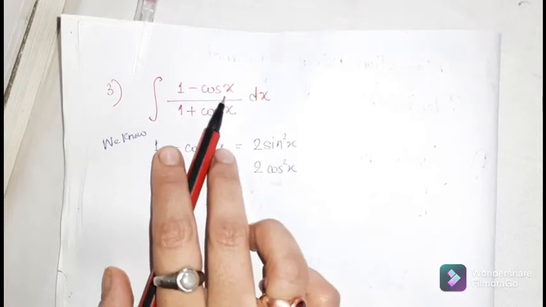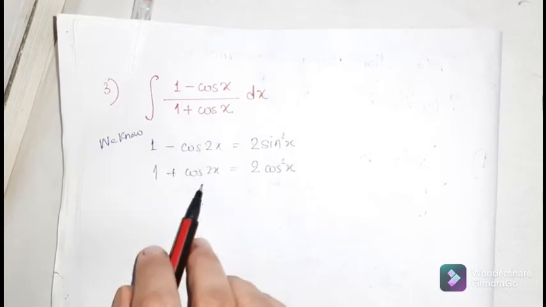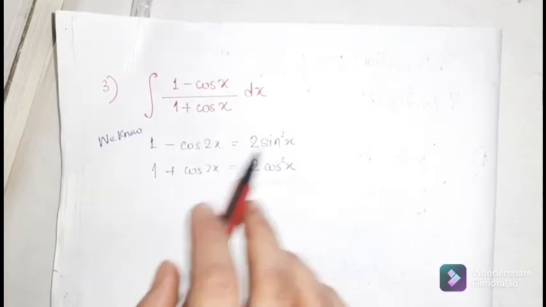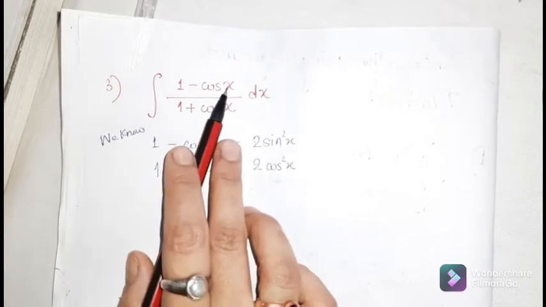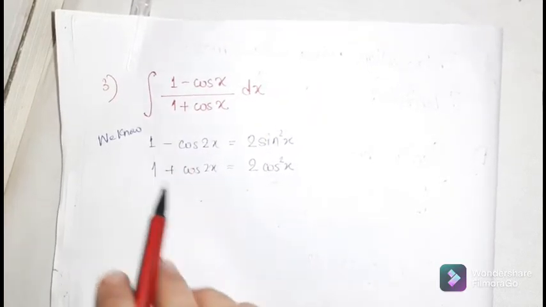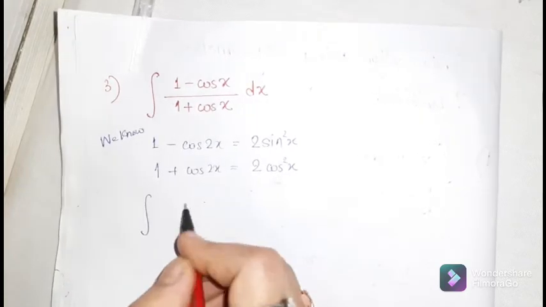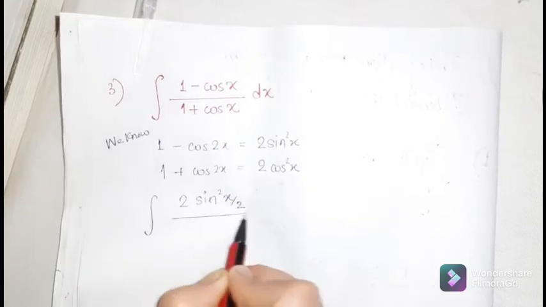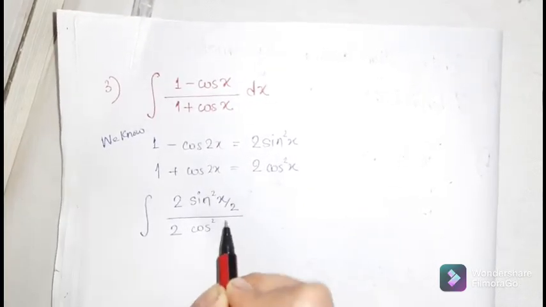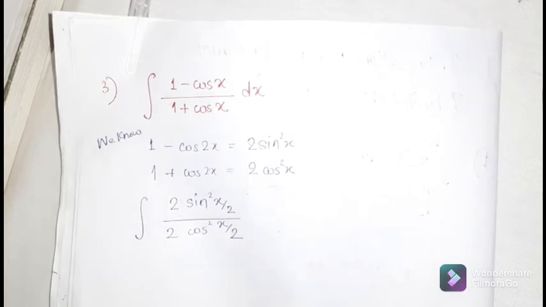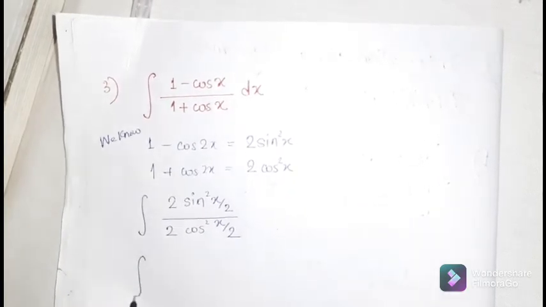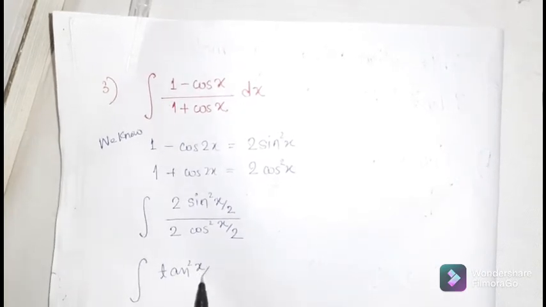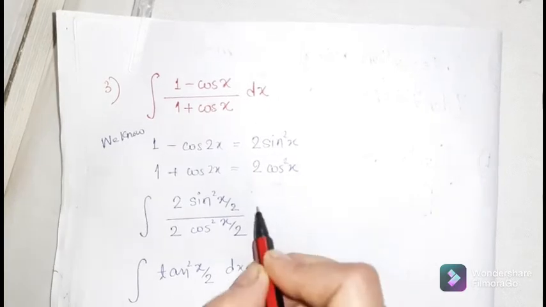So here in place of 2x we have x, so our theta becomes x by 2, the half angle formula. When you convert it using these identities, it becomes 2 sine square x by 2 divided by 2 cos square x by 2. The 2 by 2 gets cancelled, and we remain with tan square x by 2 dx.